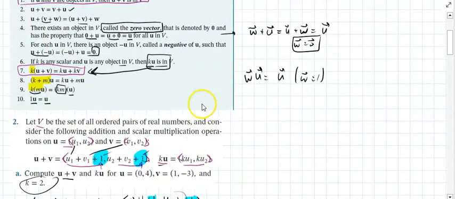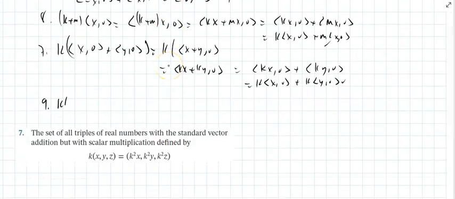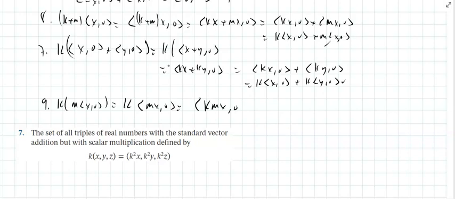Axiom 9. I thought I left myself a lot of space. What does 9 say? If you take k times (m times u), that's the same as (km) times u. So if I take k times mx0, we know what that is. That is simply kmx0, and that is true for all k and m being real, and all x.